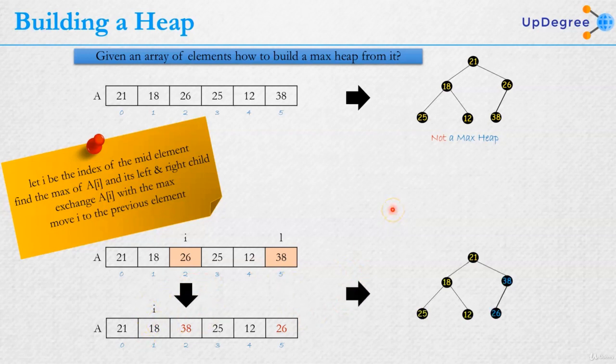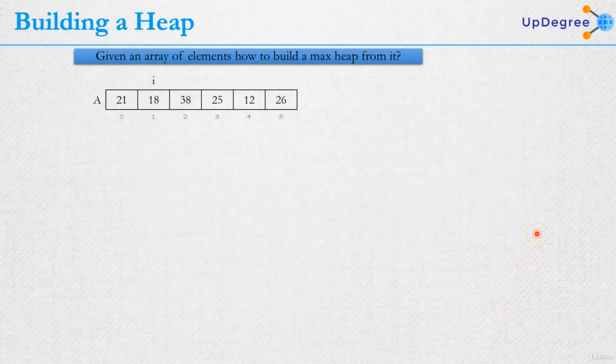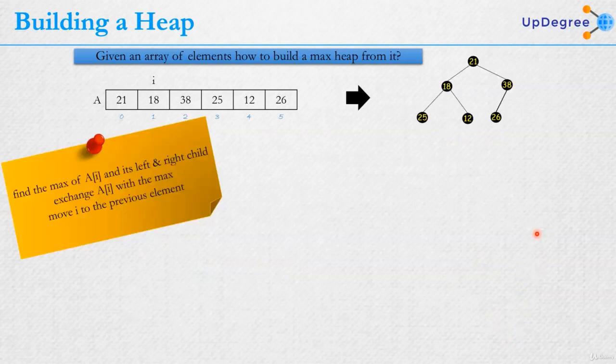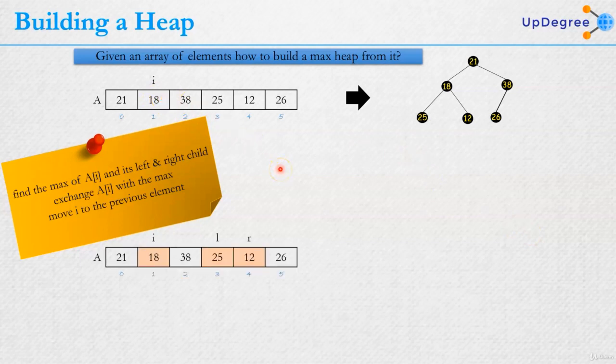At this stage, our tree looks like this: 38 and 26 are exchanged. At the next step, we have the array at this position, and currently it looks like this. Again, we are going to do the same step. We will find the max of A[i], which is 18, its left child, which is at index 3, and its right child, which is at index 4. So 18, 25 and 12. The max of these three is 25. So we have to exchange A[i] with the max.